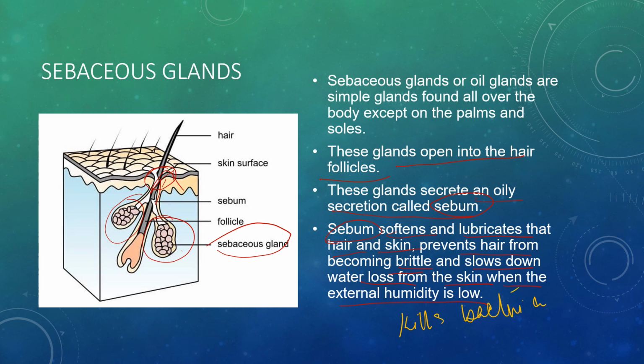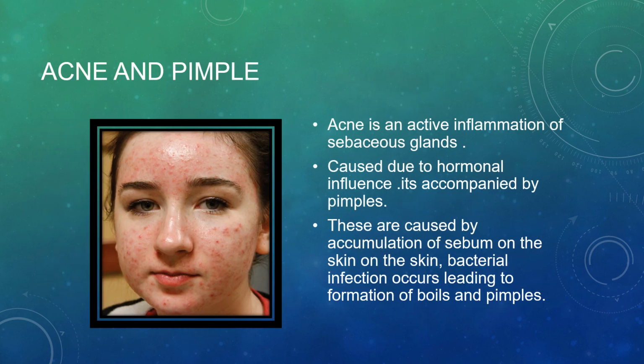These glands are relatively inactive during childhood, and they become active at the time of puberty. During puberty they are active, and they are one of the causes of acne and pimples. As I discussed in the previous slide, acne and pimples are active inflammation of the sebaceous glands. They form during the age of puberty, because at that time the hormonal influence is accompanied by pimples, and they cause an accumulation of sebum on the skin, and the bacterial infection that occurs leads to boils and pimples.